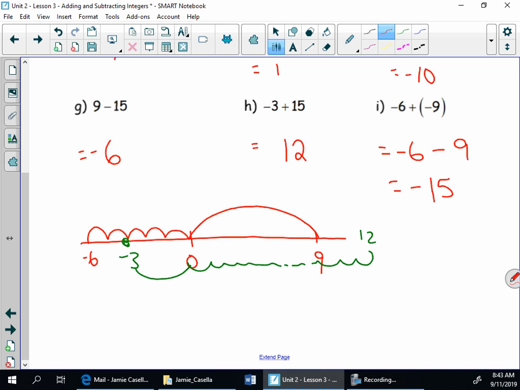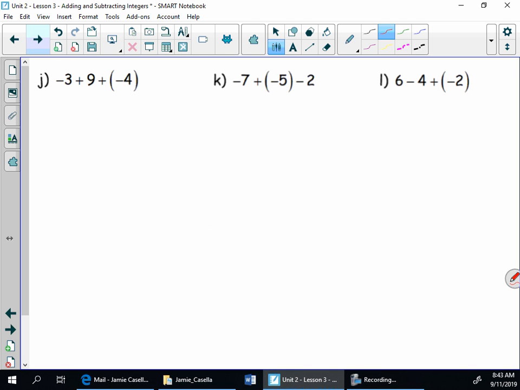We'll try our last little set here. Okay, if we make it a little bit messier, work left to right. That's what BEDMAS says, right? So on the left-hand side here, -3 plus 9. Those are 6 apart, and 9's bigger. Plus, minus, 4. Ooh, I don't like plus, minus. Let's fix that. Different signs means it's a minus sign. 6 minus 4, that's just 2.